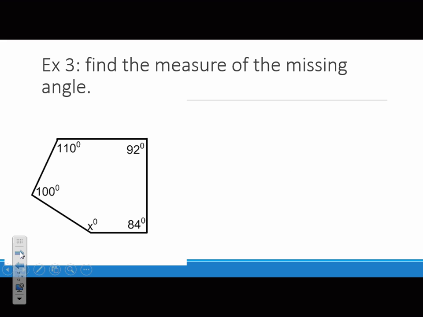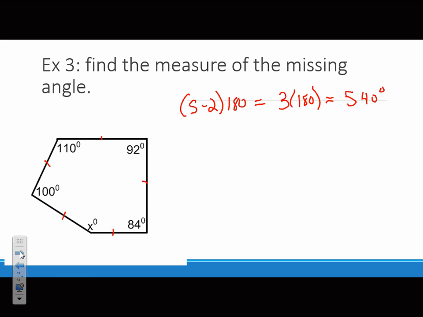Last example for interior angles. It says, find the measure of the missing angle. Well, first thing we have to know is how many total degrees we have in this shape. So this is a convex polygon. So when we plug this in, we have 1, 2, 3, 4, 5 sides. So we're going to take 5 minus 2 times 180, which equals 3 times 180, which is 540 total degrees.